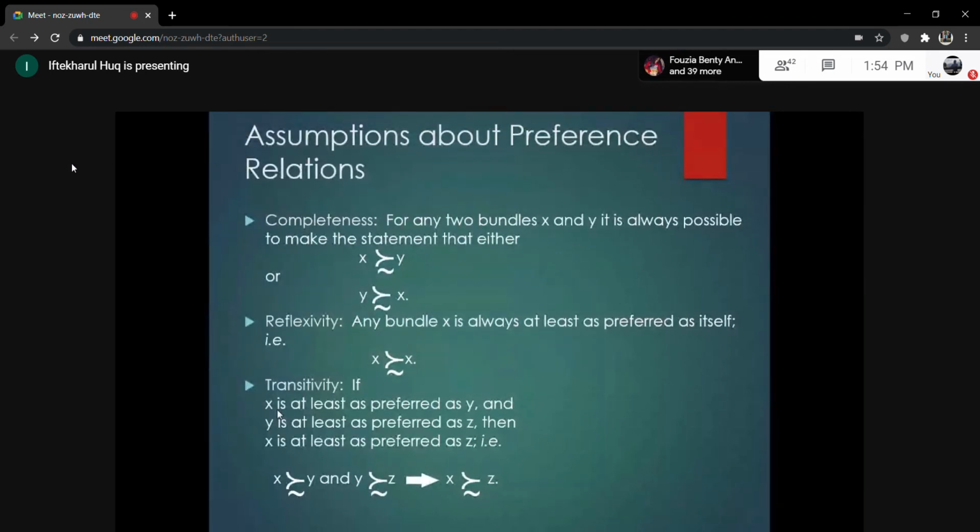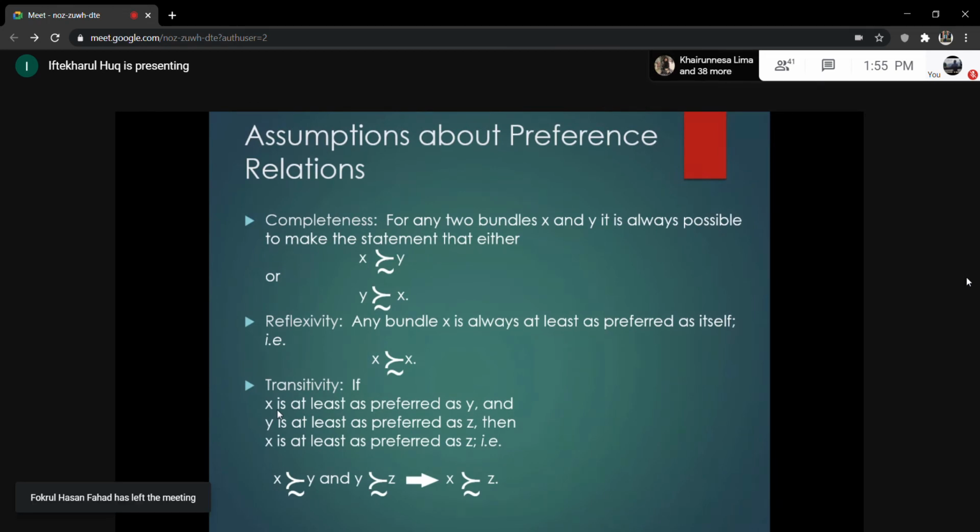Now when I made these two statements and you heard them, you should be able to draw the conclusion that because he said X is at least as preferred as Y, and then he said Y is at least as preferred as Z, that definitely means if I had given him the two bundles X and Z, he or she would always choose X, or always make the statement X is at least as preferred as Z. They will never say Z is at least as preferred as X, because I am assuming that you are consistent with your choice.